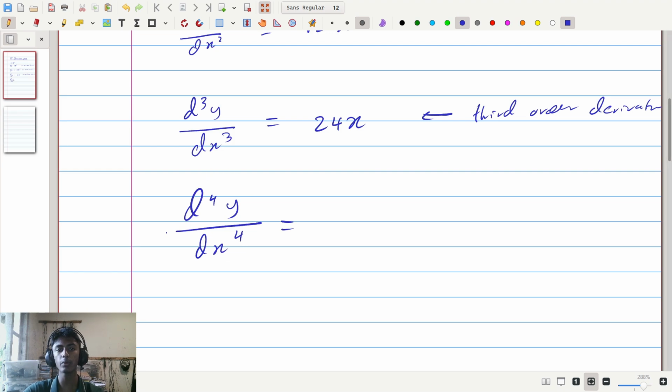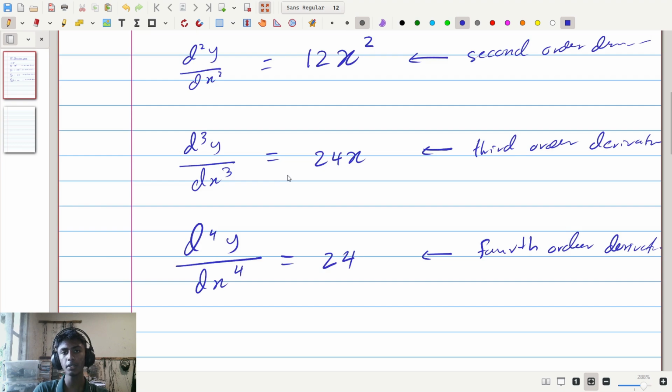This is going to be equal to, now here, to take the derivative of this thing, we have 24 times x to the power of 1. X to the power of 1, based on our formula, is going to be 1 times x to the power of 1 minus 1, or 1 times x to the 0, or just 1. So therefore, the fourth derivative is going to be 24. So here, this is the fourth order derivative.